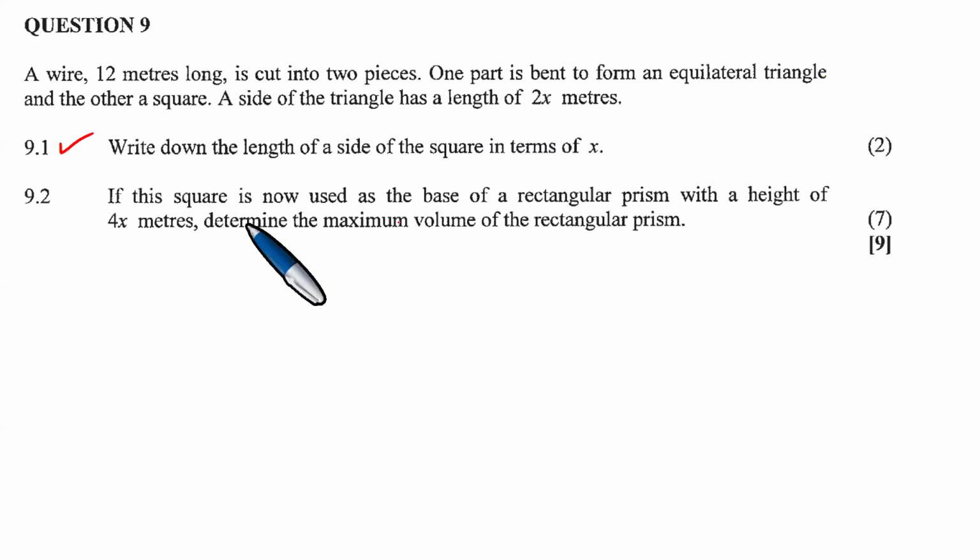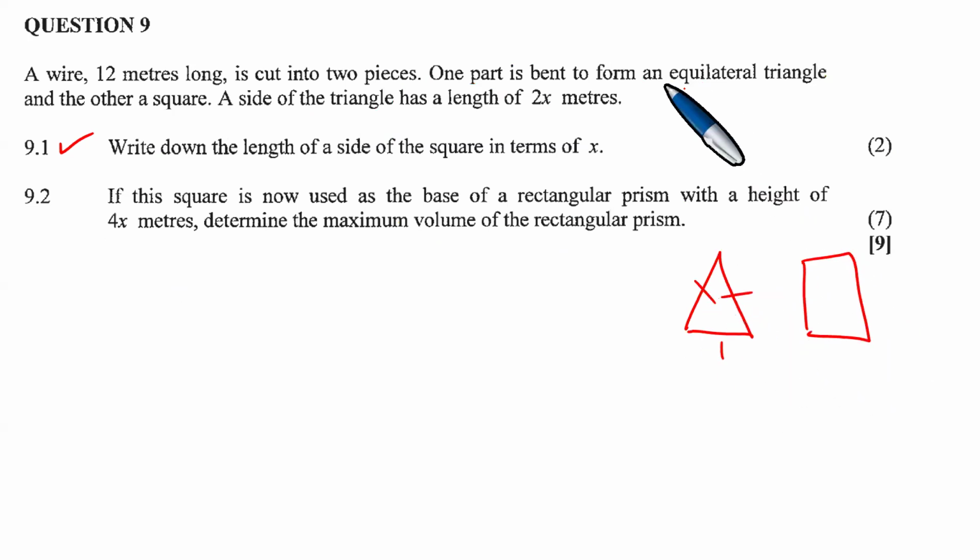Let's get started. So here's a wire, and this wire is cut into two pieces. One piece is bent to form a triangle, but not just a triangle, an equilateral triangle. An equilateral triangle is the kind of triangle that has specific properties, that all the sides are equal in length. And now we have a geometrical square with all adjacent sides equal in length as well. A side of the triangle has length 2x. In other words, we're going to put 2x, 2x, 2x here like so. Write down the length of the side of the square in terms of x.